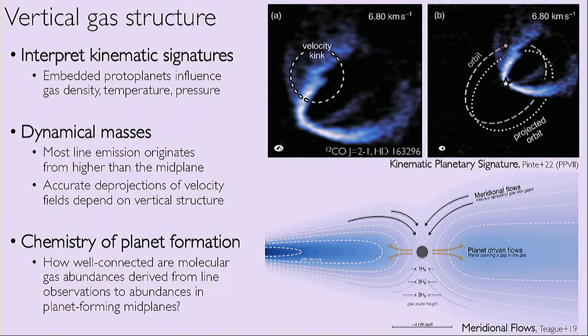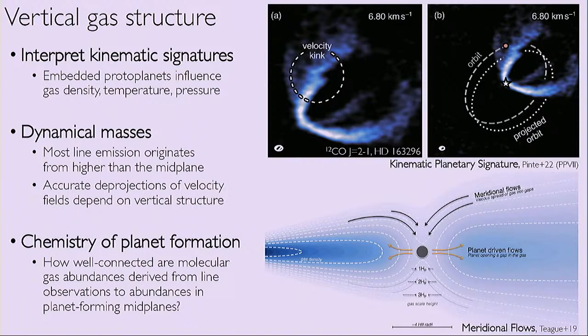And the last one, and perhaps the most important, at least personally for me, is that the chemistry of planet formation really is going to depend on this vertical stratification. Because as I said before, the planets are forming here in the midplane, but we're having lots of molecular emission coming from higher up in the disk. And all of our observations are coming from those higher layers, and we're deriving gas abundances there. We're not deriving gas abundances in the midplane. And so it's not clear currently how well connected those upper layers are to the regions where planets are actually forming.